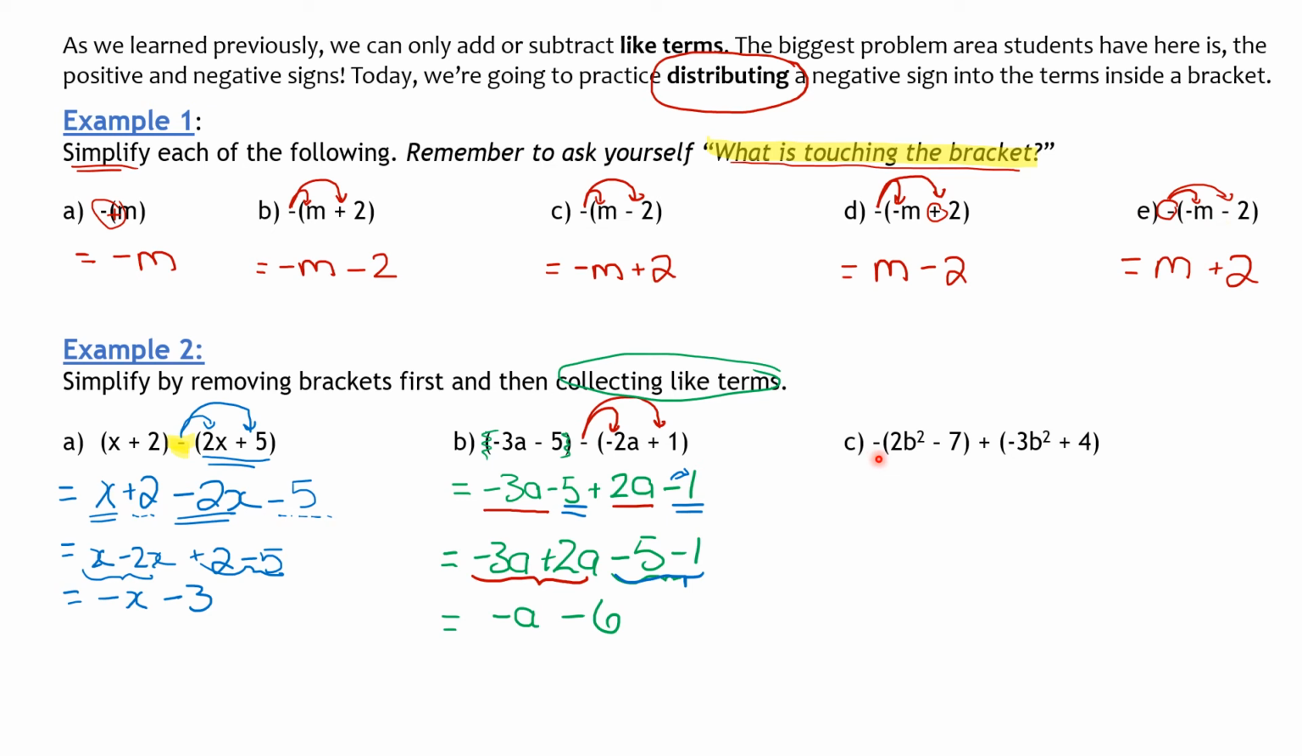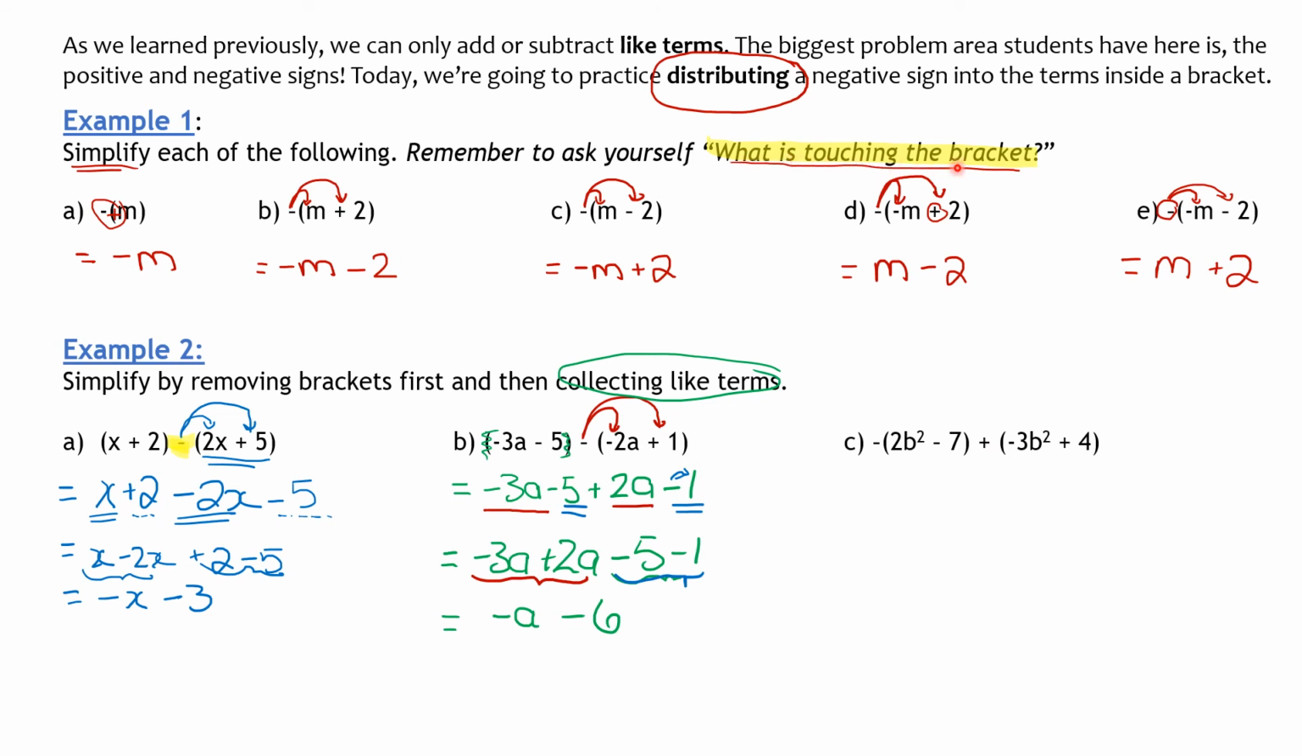We're going to take that negative and we're going to bring it inside the 2b squared and the negative 7, and then it stops. The negative goes into these two, and then it stops. The bracket stops it. Then we have a plus sign. It's going to go into these brackets here.